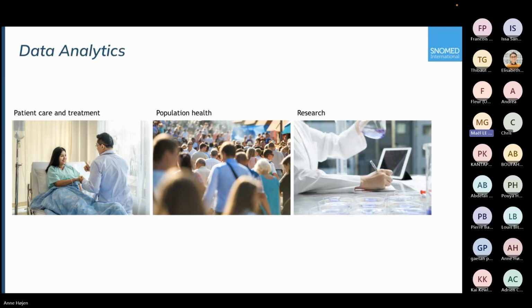This shows three overall categories of data analytics in healthcare. One objective is to do analytics to support patient care and treatment. Another type of analytics is on a population, where you want to monitor population trends over time, or for research studies, to do studies and trials to provide evidence.